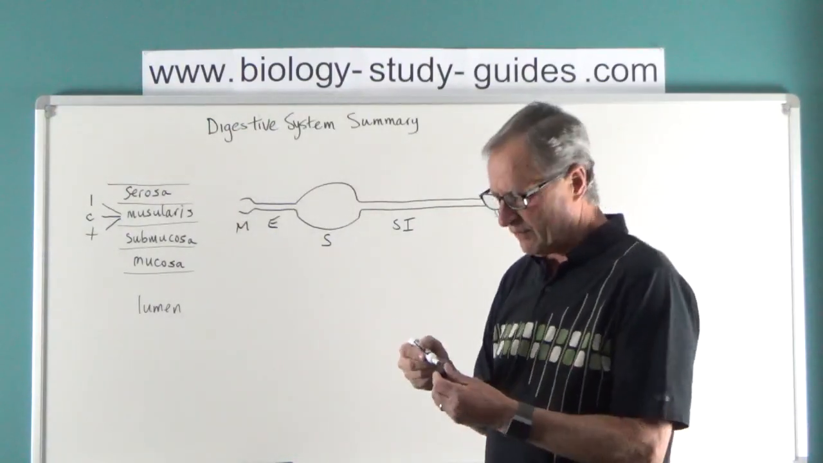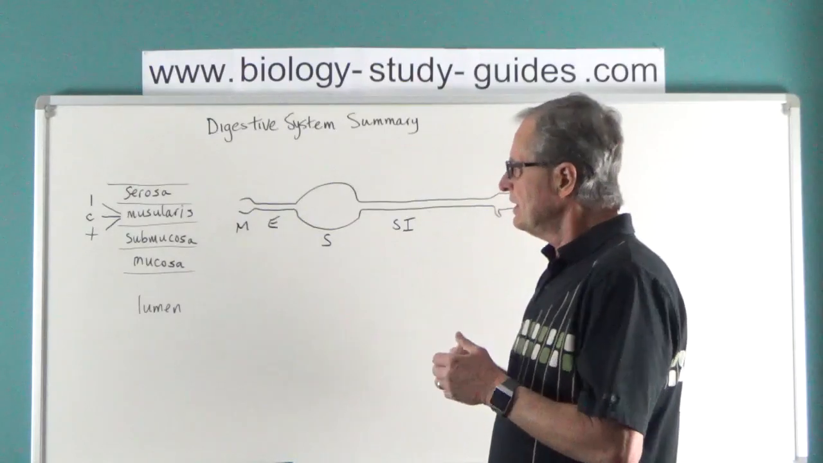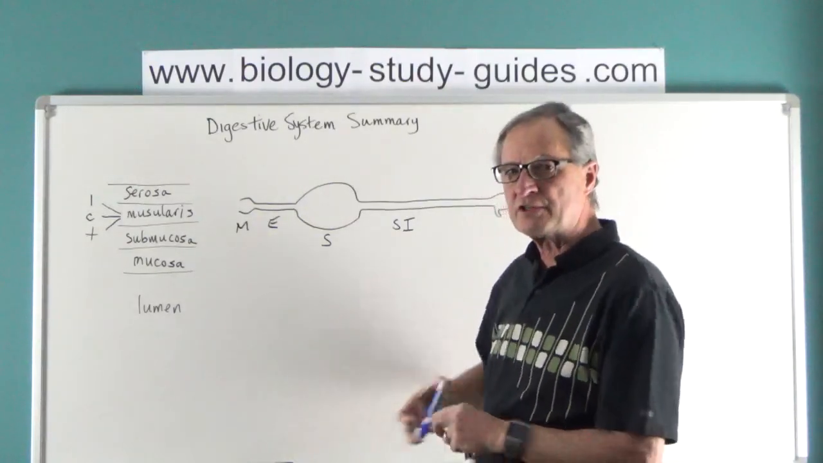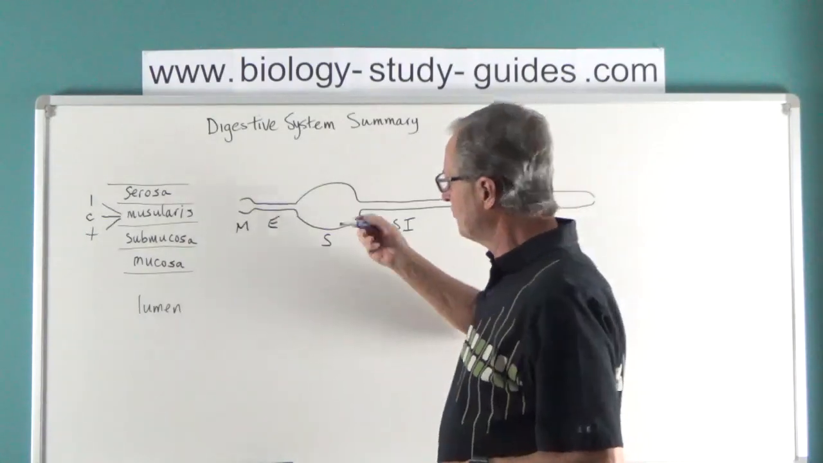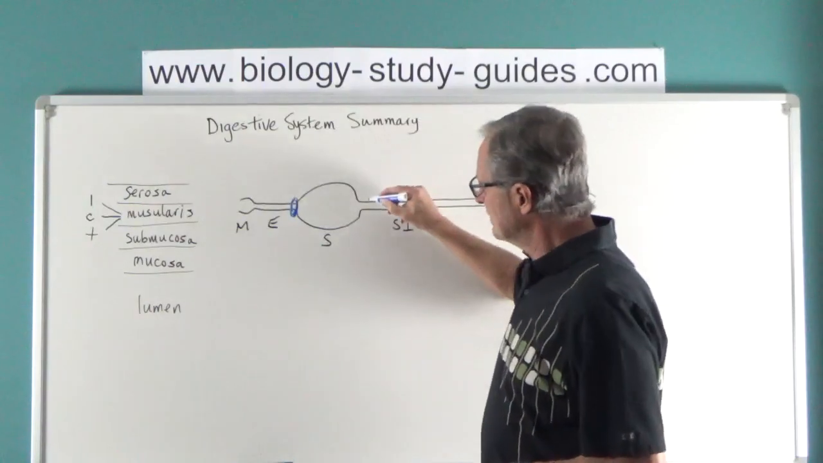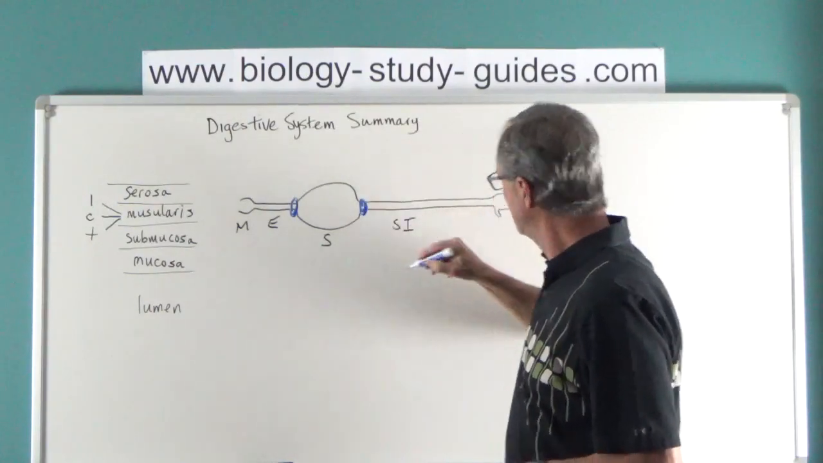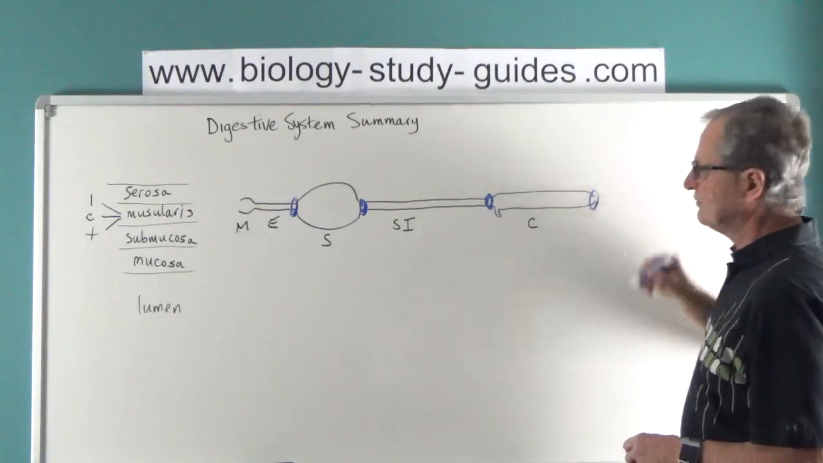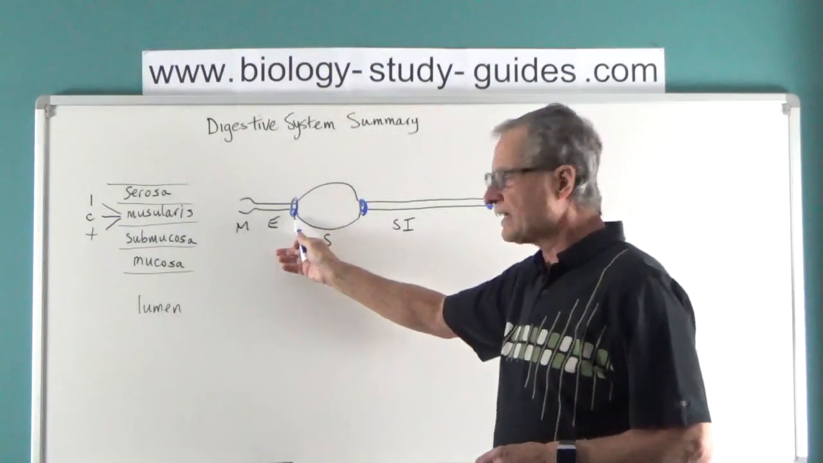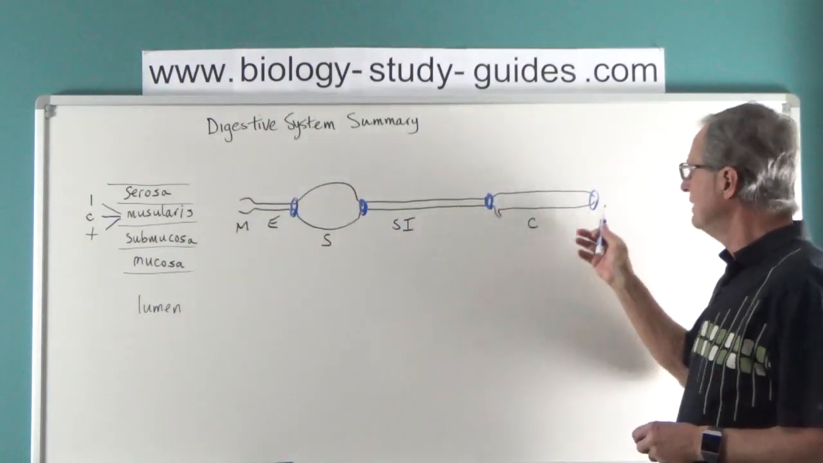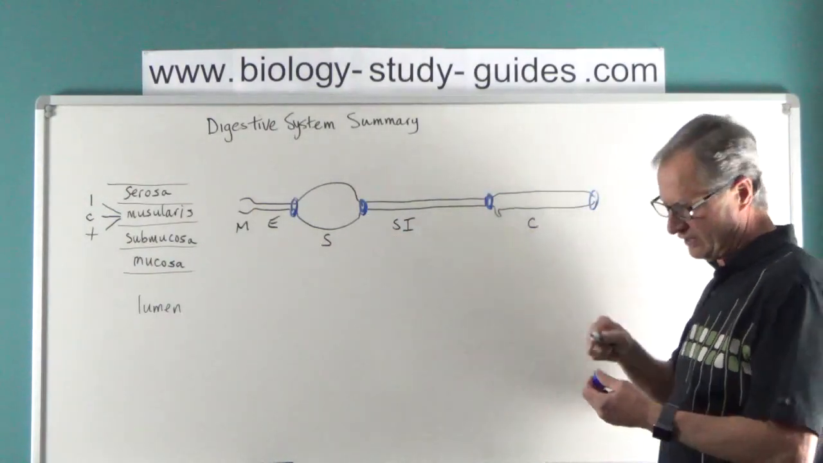Another component of the muscular nature of this is the presence of sphincters. There are 4 different sphincters in the digestive system. The first one is right here. There's another one here. There's another one here. And the last one, the anal sphincter, is here. So we have the cardiac sphincter, the pyloric sphincter, ileocecal valve, and the anal sphincter.